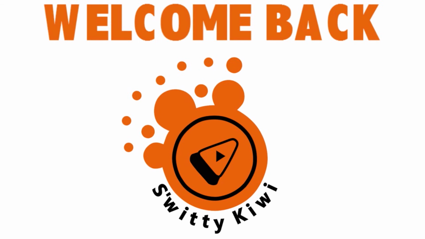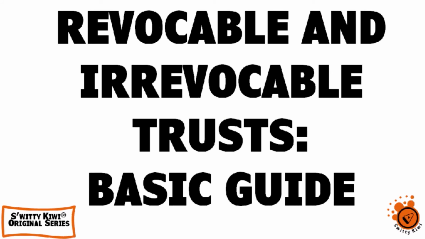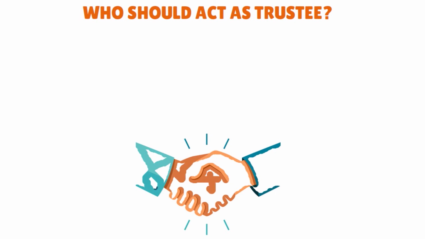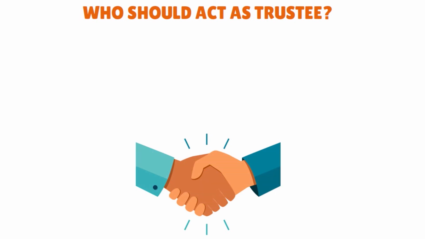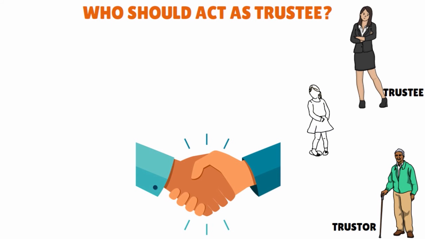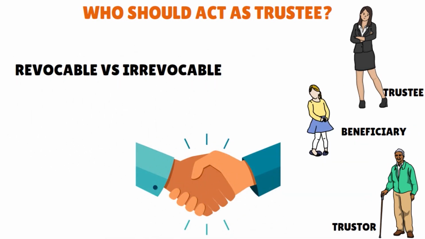We're also here talking about revocable and irrevocable trust, and I'm giving you a rookie's guide. Who should act as a trustee? If you remember, I said that when you have a living trust arrangement, you have three parties, right? You have the trustor, the trust maker, the trustee, and the beneficiary. Now, who should act as trustee? One of the most specific differences between revocable and irrevocable trust concerns who acts as trustee or successor trustee.